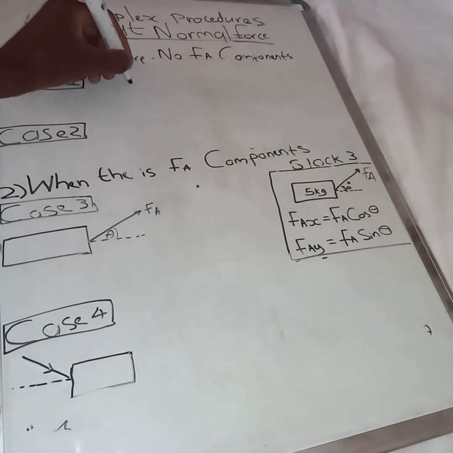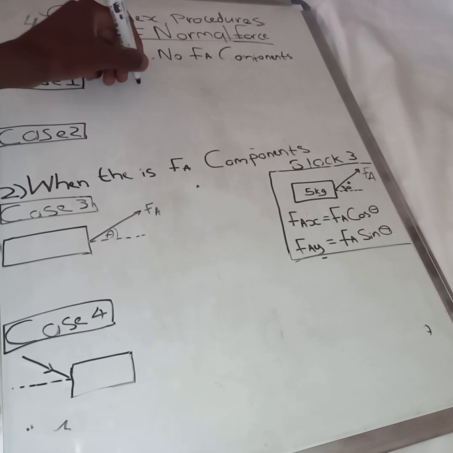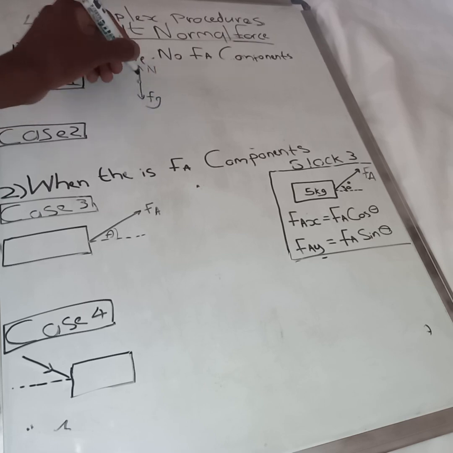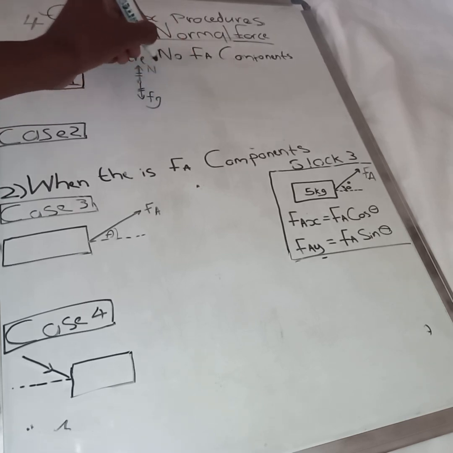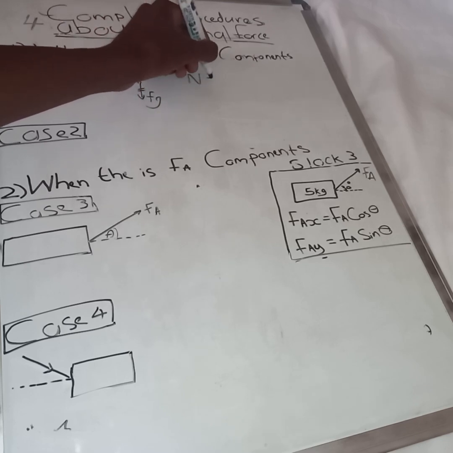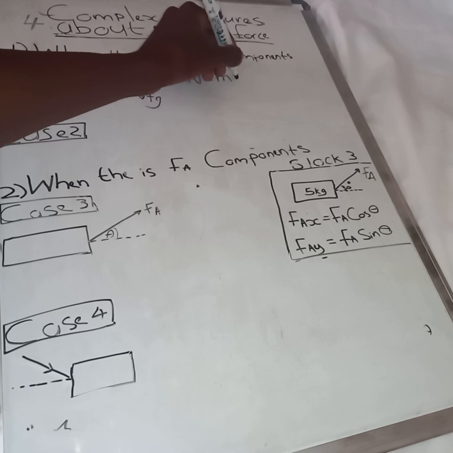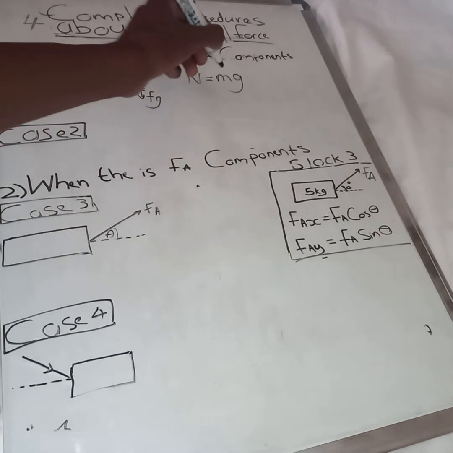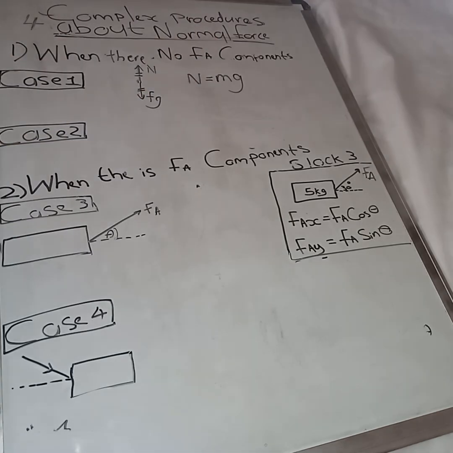We have learned that on a horizontal surface, normal force is equal to Fg. On a horizontal surface, normal force is equal to Fg. So the formula for Fg is equal to mg, meaning that normal force is equal to mass times gravity. Normal force is equal to mass times gravity.